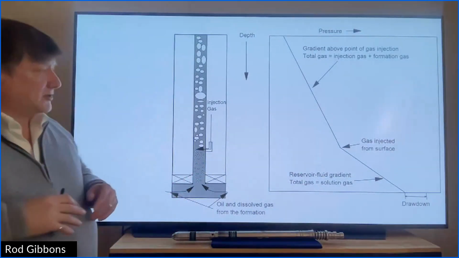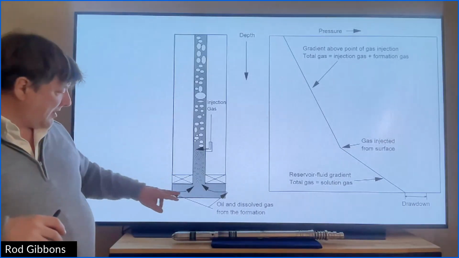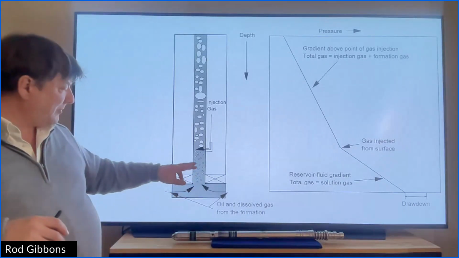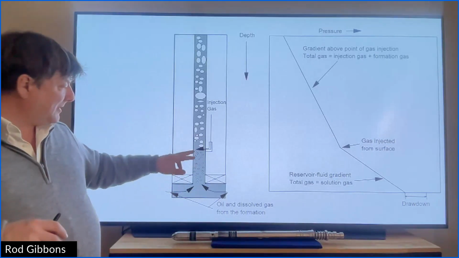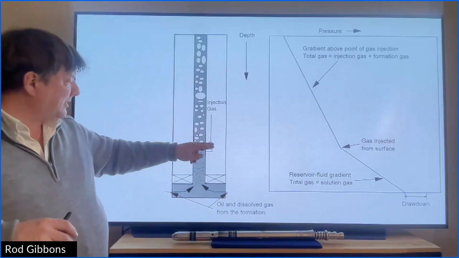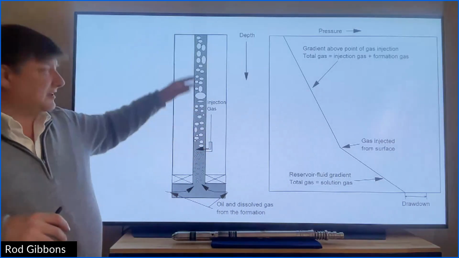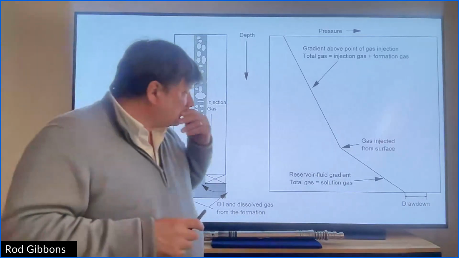And again, just graphically, here's our reservoir. We get some bubble, some oil and gas coming in. Again, injection gas comes, we're pushing that down the annulus, it comes into the valve, bubbles, and lifts this fluid up.